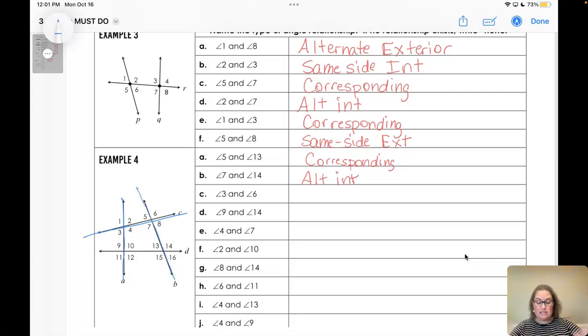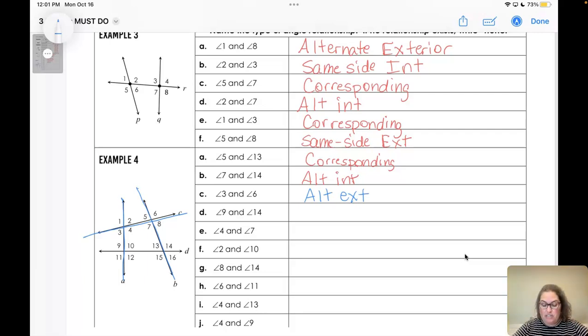And how do you know that? Because 3 and 6 have nothing to do with line D. So they're only dealing with line C and A and B, and you're looking for one line that crosses the other 2. So 3 and 6 are going to be our alternate exterior.